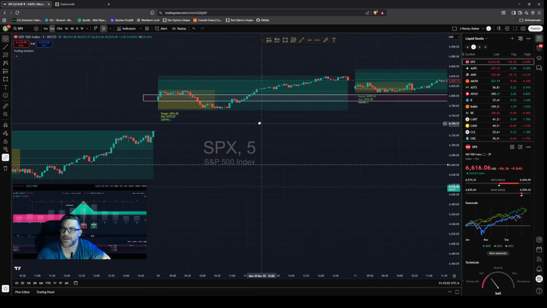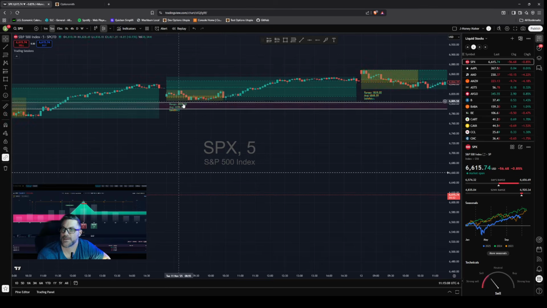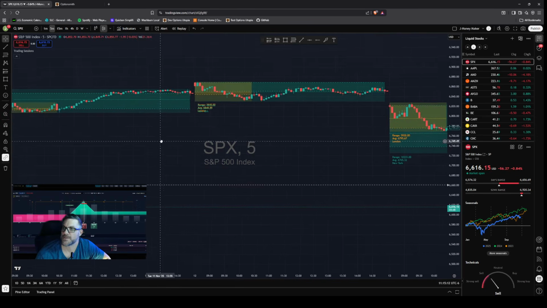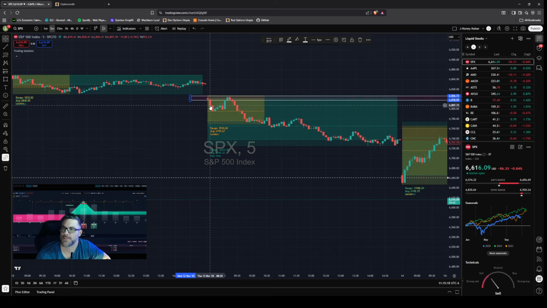So, let me see if I can find another good example. Yeah, these are all playing out about the same. We'll do one more. So here I'd look at the opening range. We break below. I'm watching this. We get down here and I'm thinking, okay, I could put on a Batman right here.